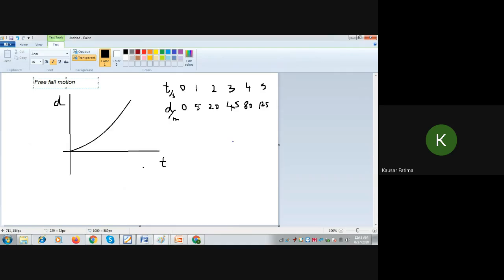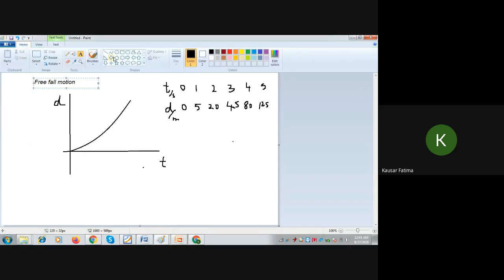At t equals 1 second, 5 meters. At t equals 2 seconds, 20. 3 seconds, 45. 4 seconds, 80. And 5 seconds, 125. If you plot the velocity time graph for this case, then the shape of the velocity time graph will be like this.